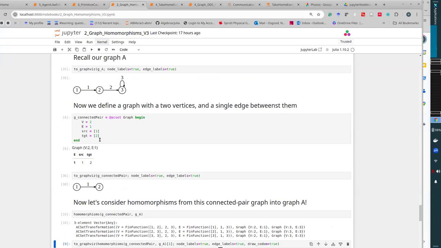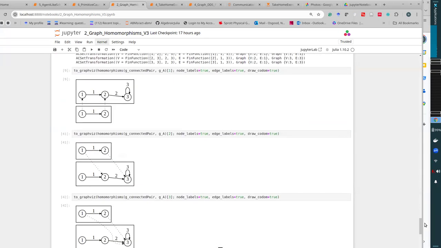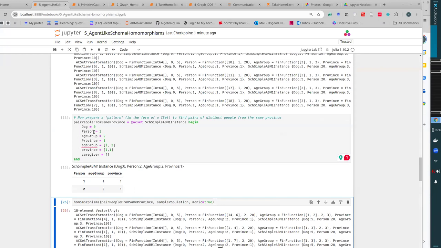This was called the connected pair, I called it. This is a CSET. Graphs are CSETs. Graphs are functors from a schema into Set, that have a particular set of vertices, two, and a particular set of edges, one here, and some mapping for each edge of which vertex it's from and which it's to. That was our pattern that we were trying to find in this target, and we found it in different places.